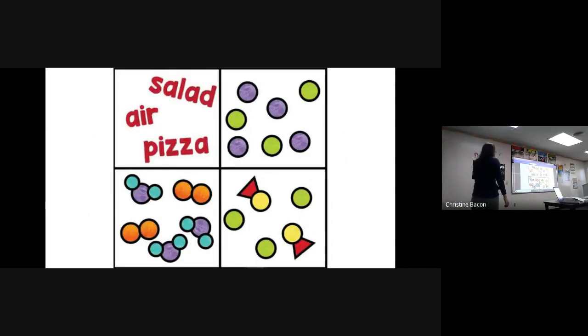All right, so mixtures again: a salad, a pizza, air. Air is a mixture. So in this example, you have 2 different types of compounds that are within the same space, but they're not chemically bonded together. Here you have a compound and an element. Here you just have elements, but they're not chemically bonded together.